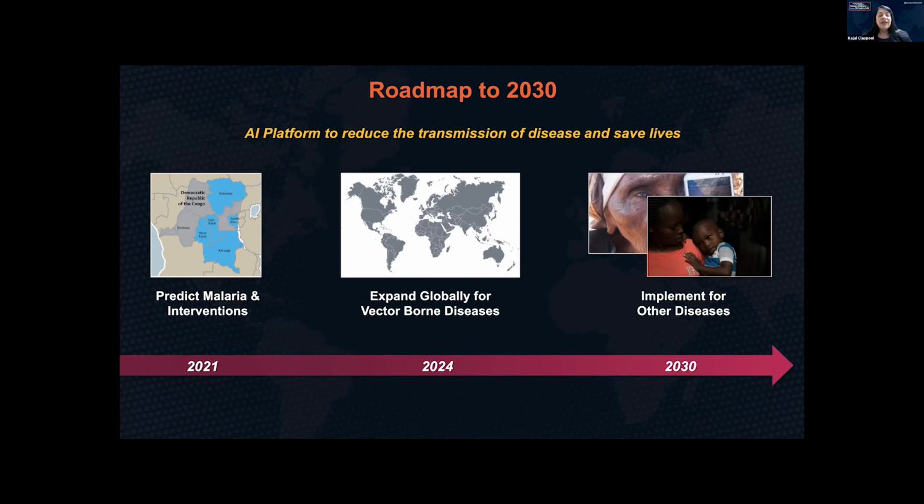So we are proposing the development of a proof of concept system, sort of a vertical slice of the architecture I showed in the previous chart, to predict malaria and interventions in a specific region in the first year. And then expand the predictive AI and modeling and simulation capabilities, both geographically as well as broaden the disease space to include all vector-borne diseases.